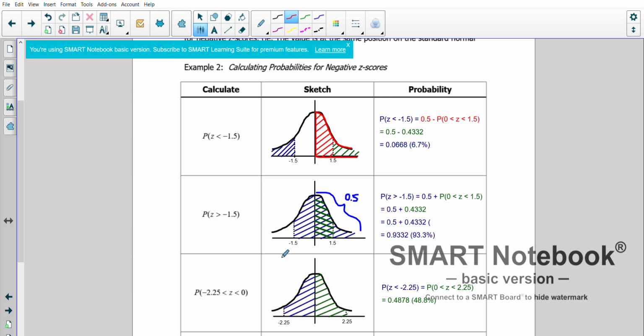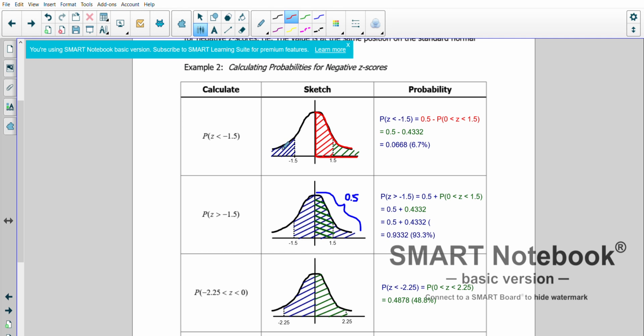So this would be like me saying, what's the probability my golf score is less than 77.5. That's the probability I'm after here. So the blue shaded region is the probability that I'm interested in. Again, there's no way to get this directly from the table. So I'm going to use symmetry. This is a symmetric curve.